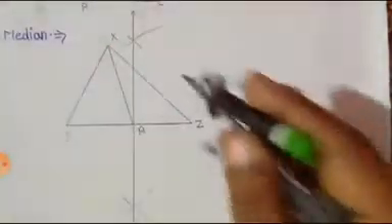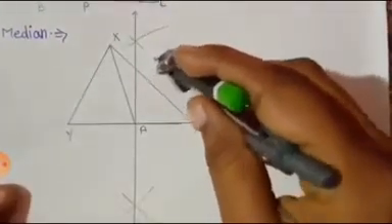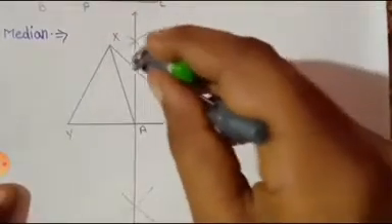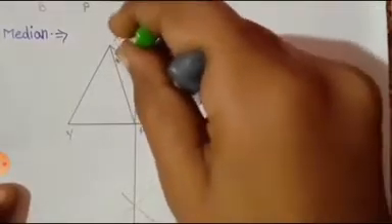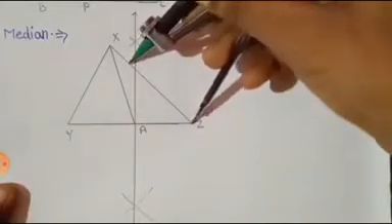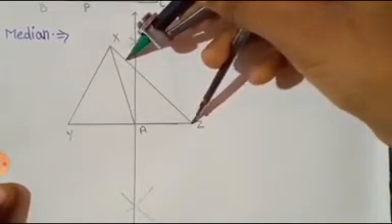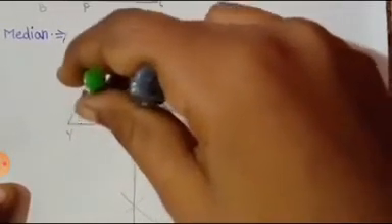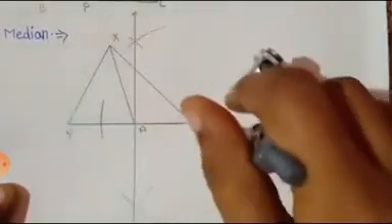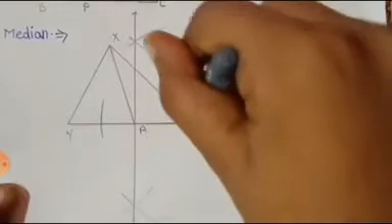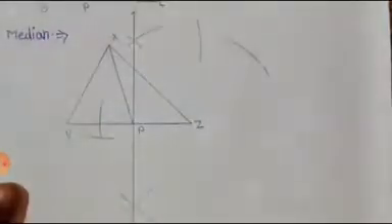Now the second median we will draw. We will take more than half of XZ. One time put on X, upper arc and lower arc. The arc can come anywhere. Now another time put on the other point, upper arc and lower arc. Now again we have 2 points.